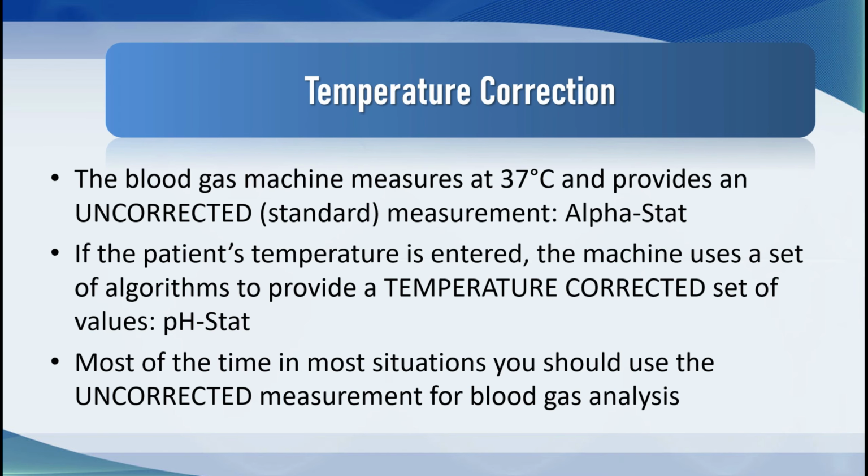The blood gas machine will measure that sample at 37 degrees and provides an uncorrected or standard measurement, and that's known as alpha stat. If the patient's temperature is entered, the machine uses a set of algorithms to provide a temperature-corrected set of values. That's the pH stat measurement. Most of the time, in most situations, you should use the uncorrected measurement for blood gas analysis.